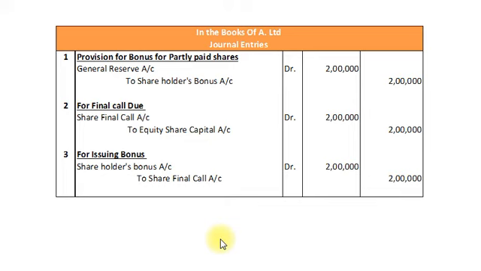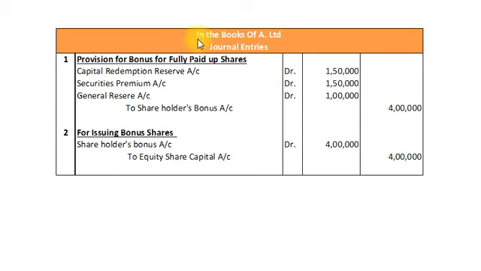Here the company does not receive any amount of final call due from the shareholders, but makes provision for bonus in such a way that partly paid up equity shares automatically become fully paid up equity shares. And now we will see the accounting entries for bonus shares for fully paid up equity shares. Here are the journal entries for fully paid up bonus shares.